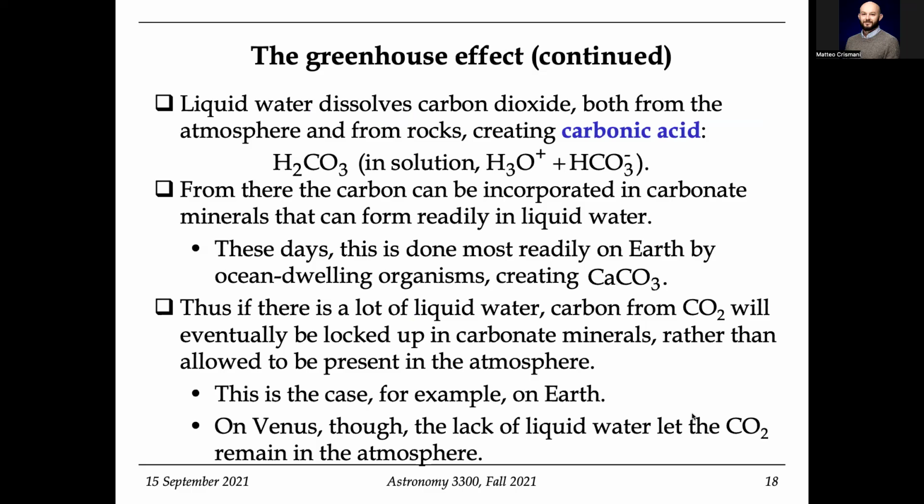There are ocean-dwelling organisms that create calcium carbonate. There's a lot of liquid water. You lock it up in carbonate minerals, and that's like Earth. The question is, somehow the lack of liquid water let CO2 remain in the atmosphere. Now, if we go back to that original assumption that Venus had water, and you just remove that, how does it affect this? Boom, just right away, right? And so it doesn't even matter, right?